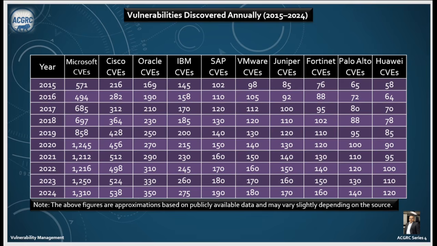Fortinet and Palo Alto, well, there is incremental growth reflecting the evolving threat landscape and the critical role of firewall and security solutions. Huawei, consistent reporting indicating the importance of monitoring vulnerabilities in telecom equipments. Now, why am I showing this? Well, in your earlier presentation or slides, I had talked about contextual intelligence. Now, imagine if you don't have the right context, you end up boiling the ocean. Literally, everything that was listed as vulnerability on screen, you would have to go and patch if you don't have the right context with you.